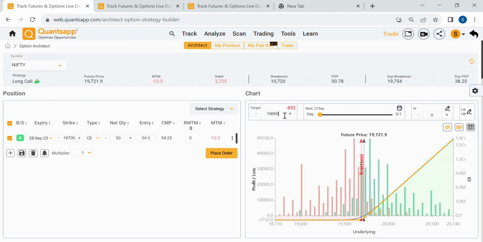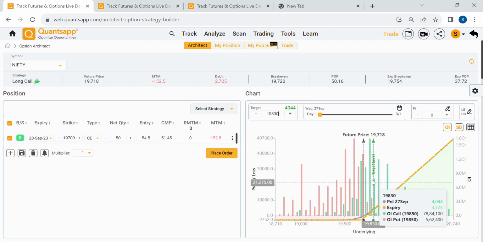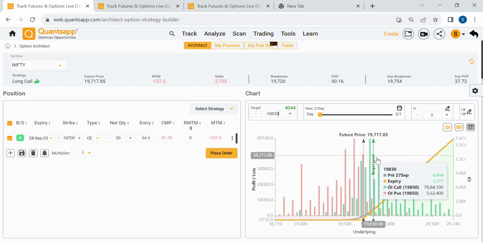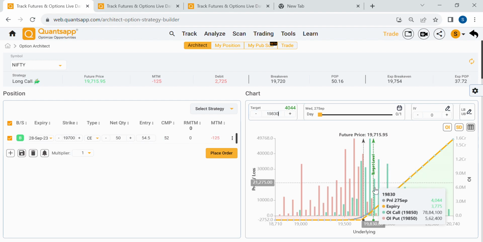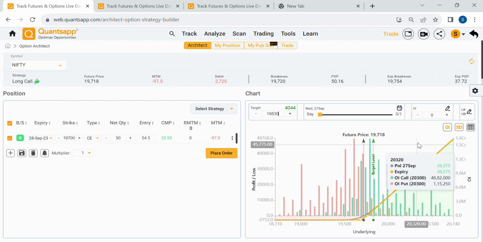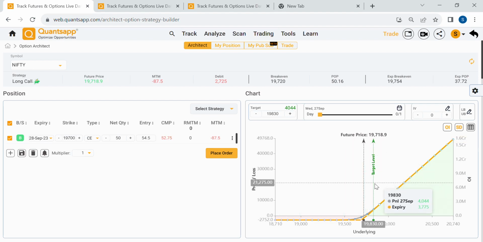Now let's say I'm bullish on Nifty and I'm expecting the market to go to 19,800. If you see the green line, the target level, it moved ahead a bit, right? So it's basically trying to show us that if this is my target, how much profit or loss we will end up making in this option trading strategy. Now, if I want to, I can just hide the options open interest. Now, if you see, the market goes to 19,830 by expiry. By the way, for this strategy, the expiry is tomorrow itself. So still this strategy will end up giving us roughly 3,700 rupees.